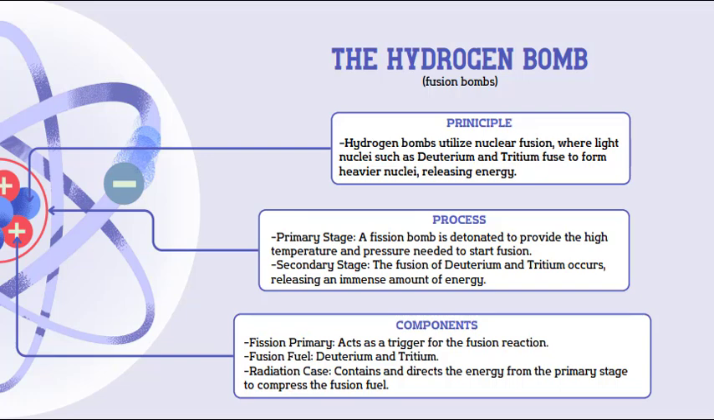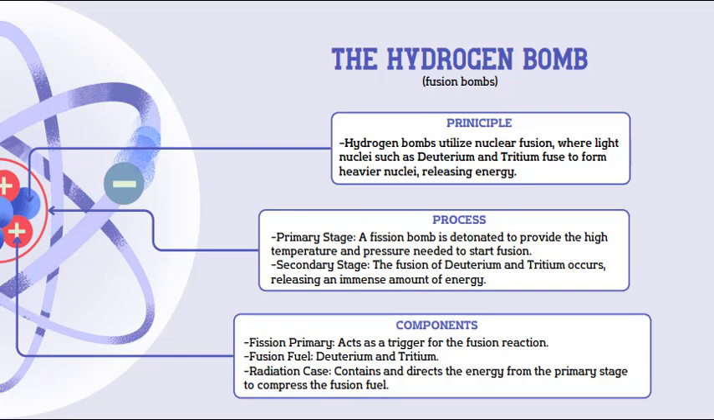So the principle is that hydrogen bombs utilize nuclear fusion, where light nuclei such as deuterium and tritium fuse to form heavier nuclei, releasing energy. The process has a primary stage and a secondary stage. A fission bomb is detonated to provide the high temperature and pressure needed to start fusion. And in the secondary stage, the fusion of those two elements occurs, releasing an immense amount of energy.